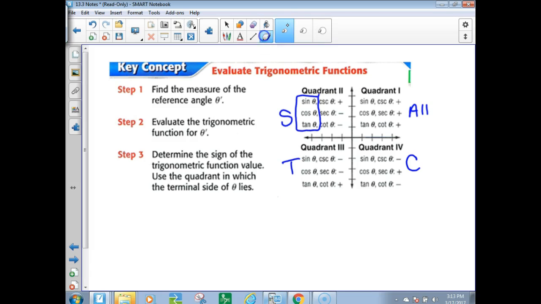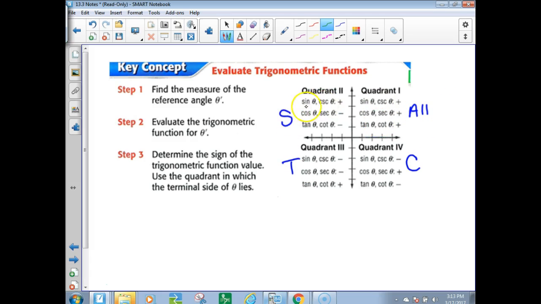I don't like that I circled those right there. Take that off there. Sorry. The reason being, I didn't mean to imply that that would be circled only in that quadrant. What I'm trying to tell you is that this all students take calculus only stands for sine, tangent, cosine, and all. All of them are positive in quadrant 1.